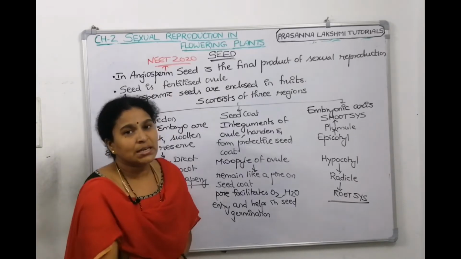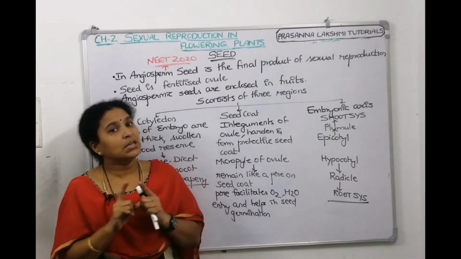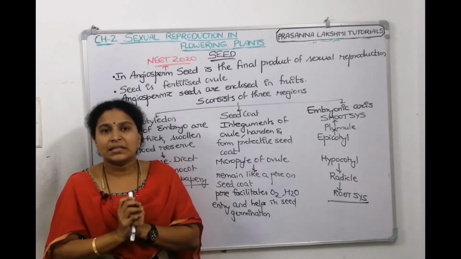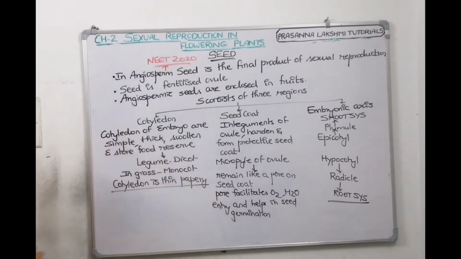Okay. Now what is seed? Seed is a fertilized ovule. In angiosperms, the seeds are not naked, they're covered inside the fruit. Seed has 3 regions. These are the 3 regions. Take a screenshot. We will continue.